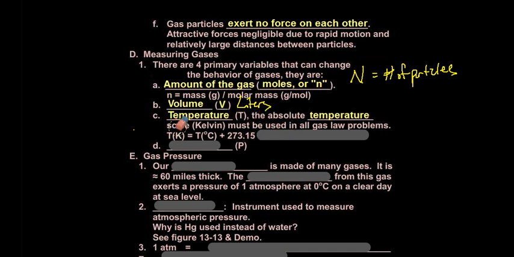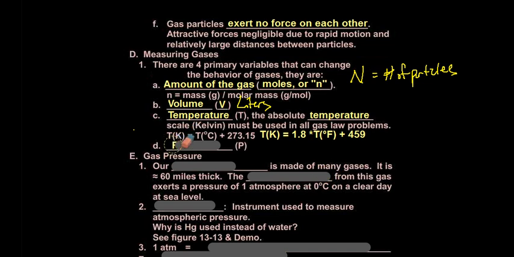To convert to Kelvin from Celsius, we use this simple one. Kelvin equals Celsius plus 273 degrees. Or we can use the Fahrenheit one, which is Kelvin equals 1.8 times the Fahrenheit temperature plus 459.